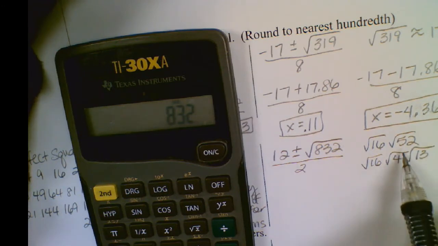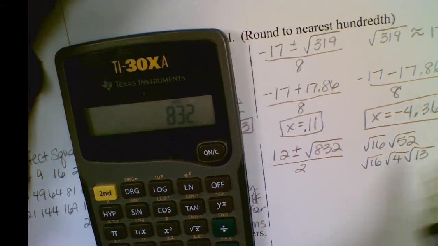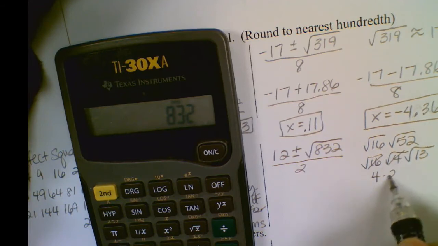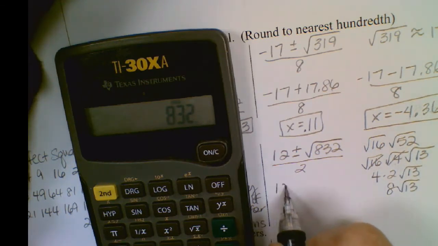And I know that because in a deck of cards, there's 52 cards, 4 suits, and they each have 13 cards per suit. So, square root of 16 is 4. Square root of 4 is 2. And then I've got a 13 left. So that gives me 8 square roots of 13. So now I've got 12.